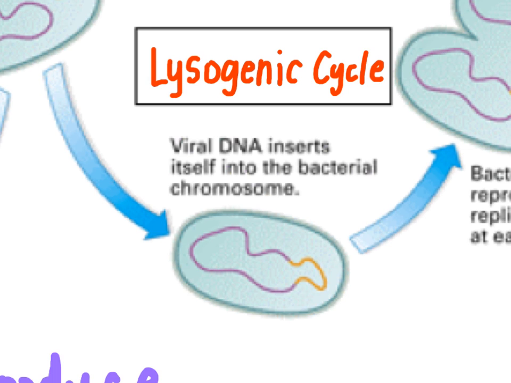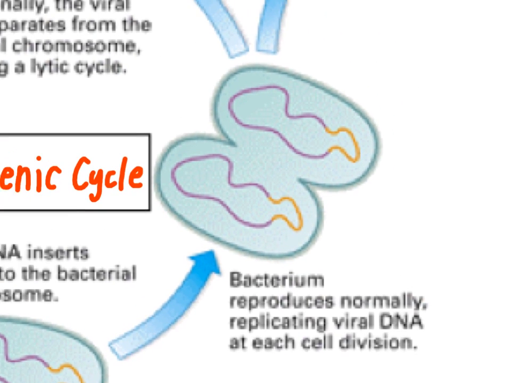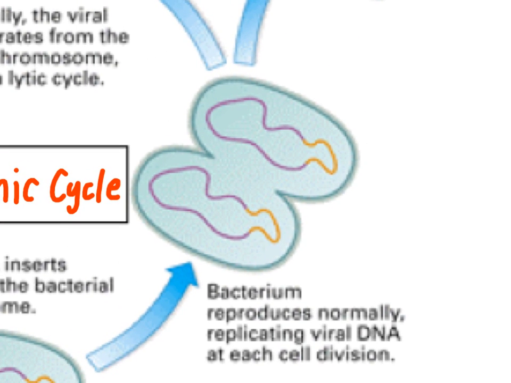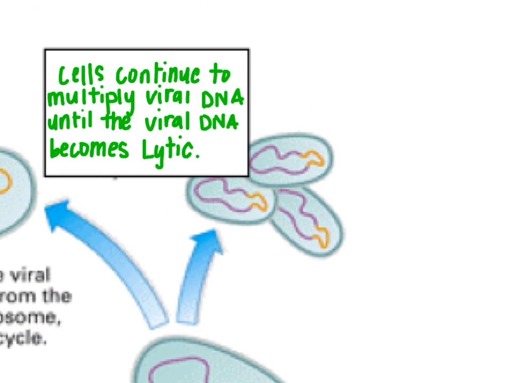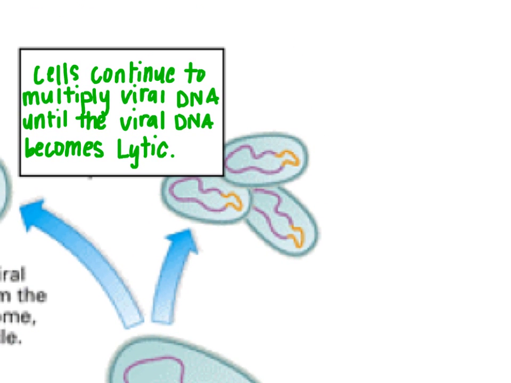And then those regular bacteria cells will go ahead and reproduce just like normal, but instead of just reproducing, they're also copying the viral DNA. And so every new cell that's reproduced after that will contain that viral DNA. And so you'll end up with lots and lots of cells with the viral DNA attached to it.